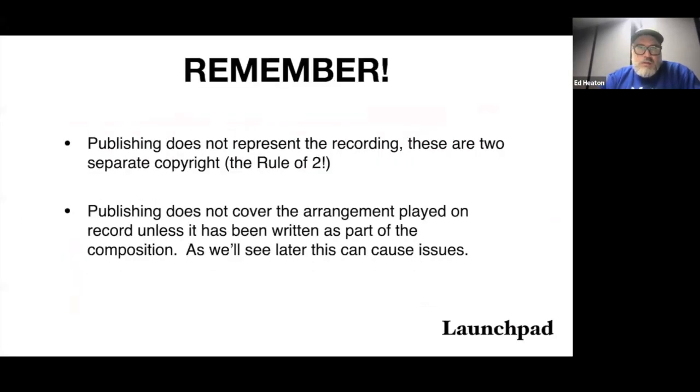So remember, publishing does not represent the recording. Sorry, long day. These are two separate copyrights, the rule of two, which I talked about earlier. Publishing does not cover the arrangement either played on the record unless it has been written into part of the composition. As we'll see, this will cause issues. I deleted that because we didn't have time to do it.